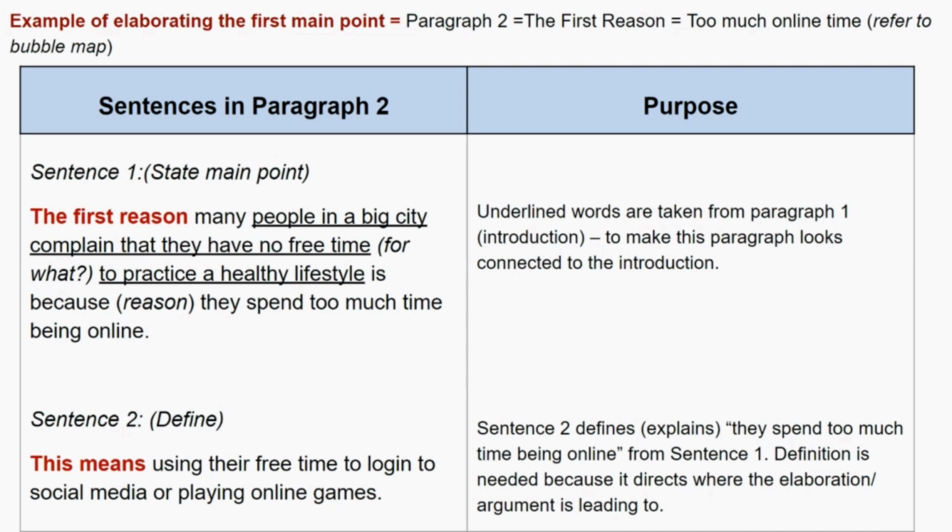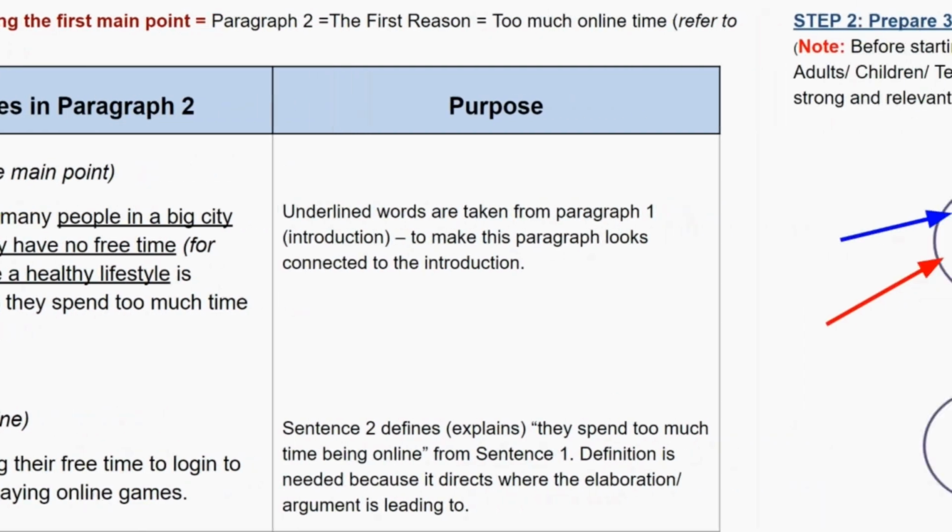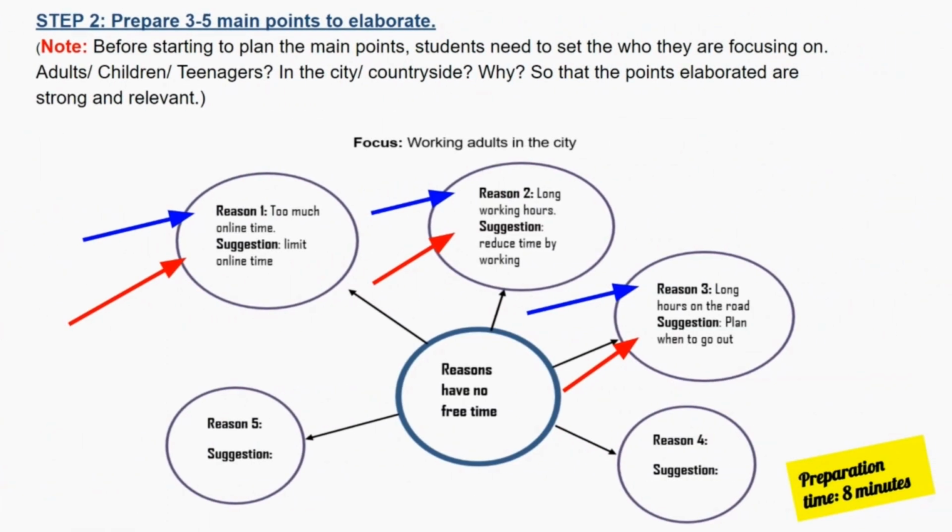Sentence 2, define. This means using their free time to log in to social media or playing online games. Purpose of sentence 2. It defines they spend too much time being online from sentence 1. Definition is needed because it directs where the elaboration or argument is leading to. Do you remember this bubble map from earlier on? Reason 1 is taken from here.